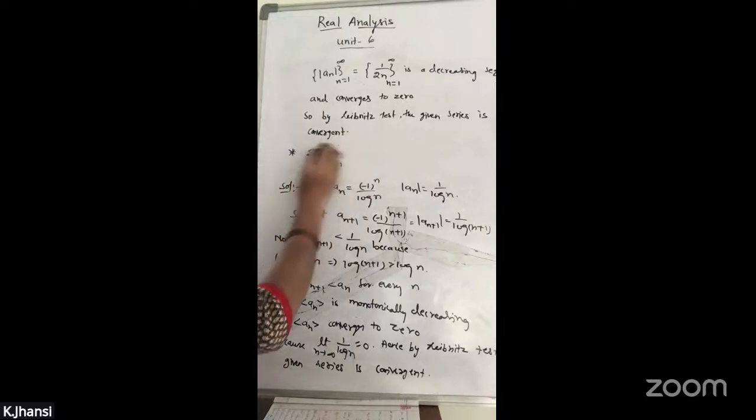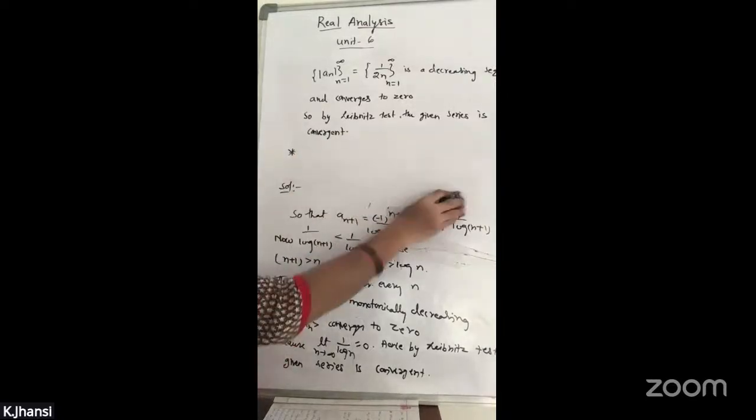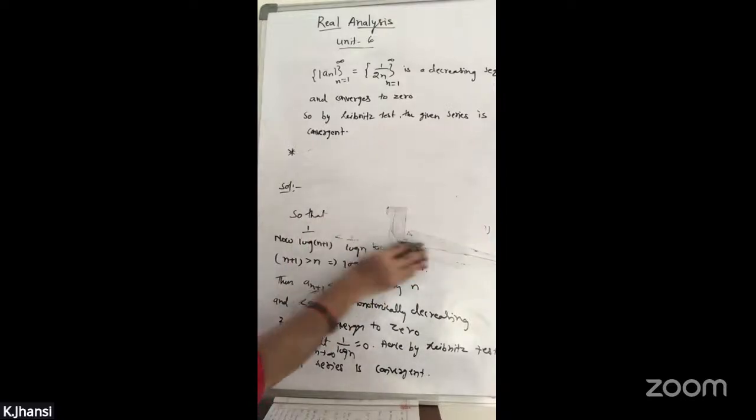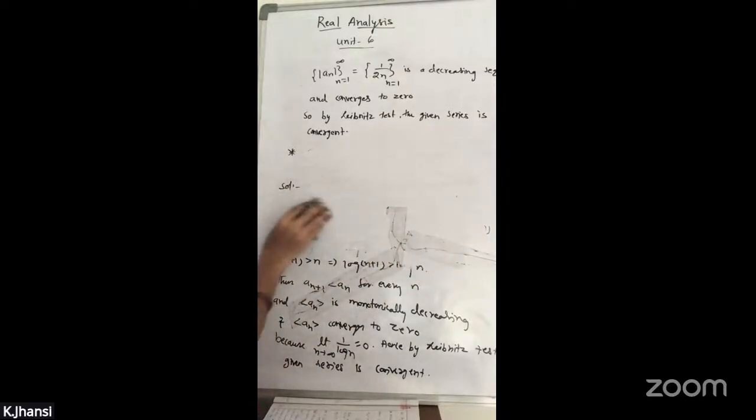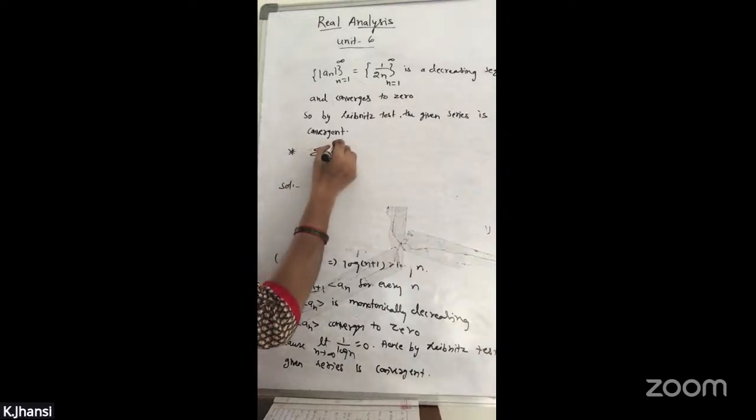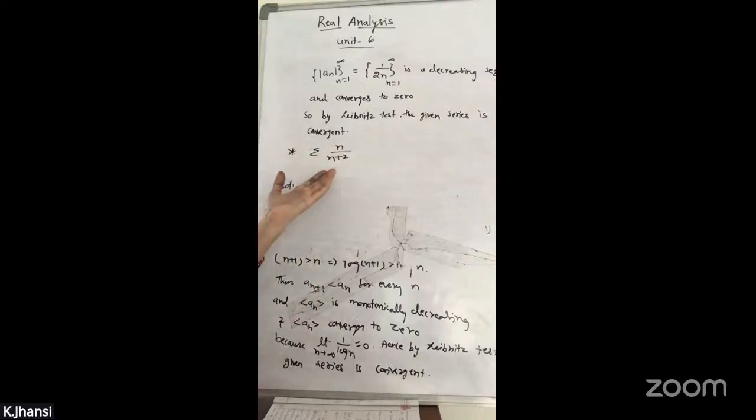Next, one more problem we have. That is the summation of n by n plus 2. Here we don't know with the help of what we can solve this problem. Here the minus 1 to the power of n is not there, so we cannot say that we can solve this problem with the help of Leibniz test.